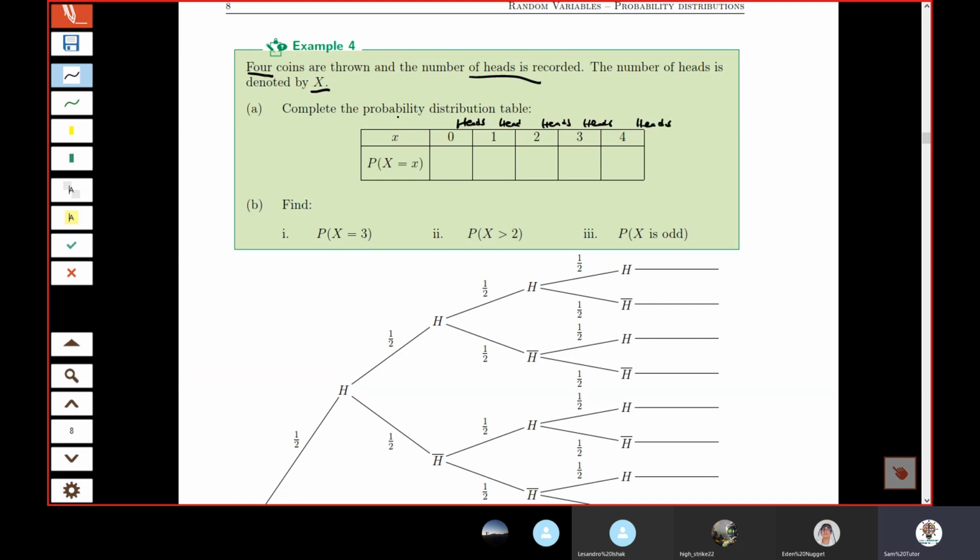Any questions at this stage? Because you're trying to work out the number of heads. Any questions? No, not so far. That table makes sense.